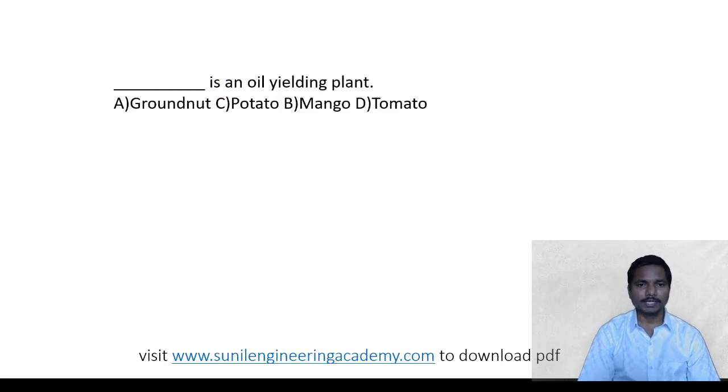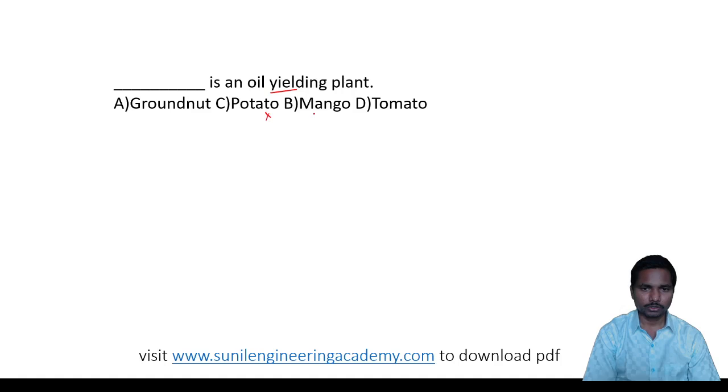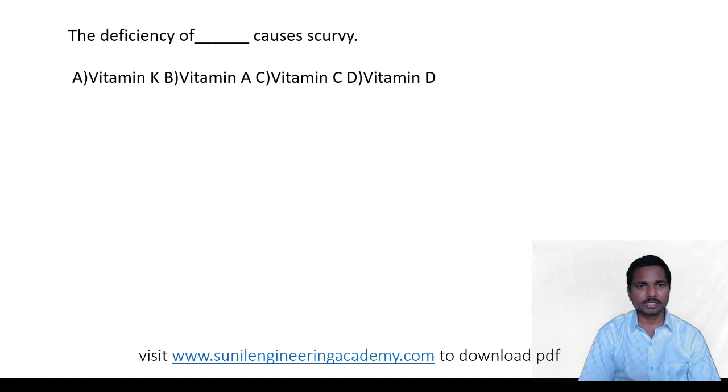Dash is an oil-yielding plant from which you can get an oil. Potato, from potato you can get an oil? No. Mangoes, no. Tomatoes, no. So groundnut, yes. Groundnut oil we know very well. The answer is option A. The deficiency of dash causes scurvy. We know vitamin C deficiency causes scurvy.